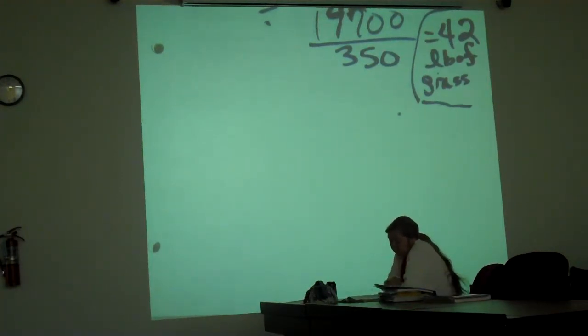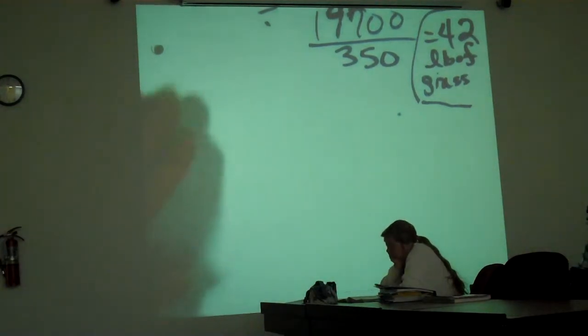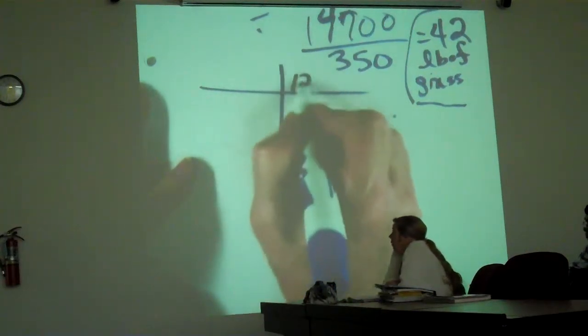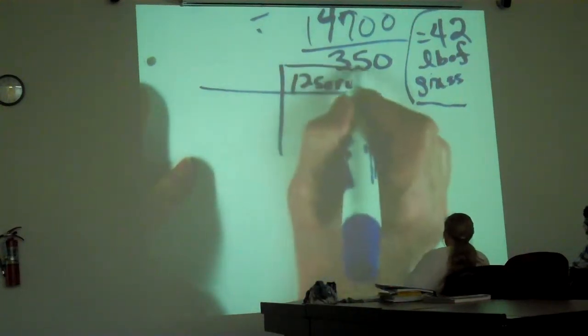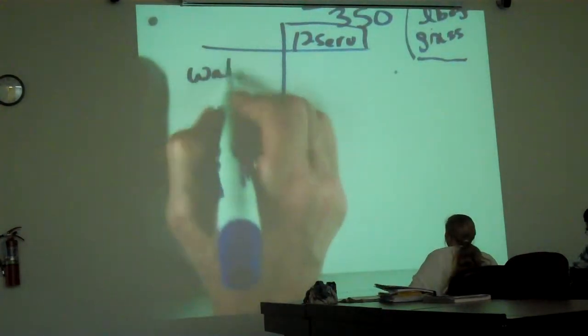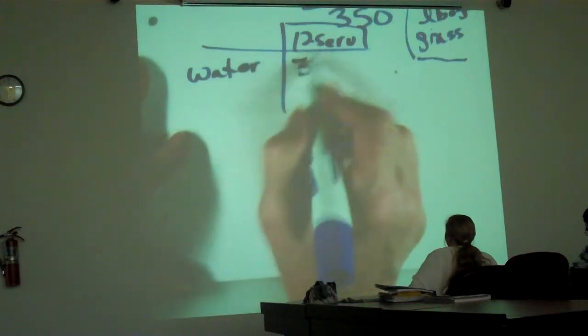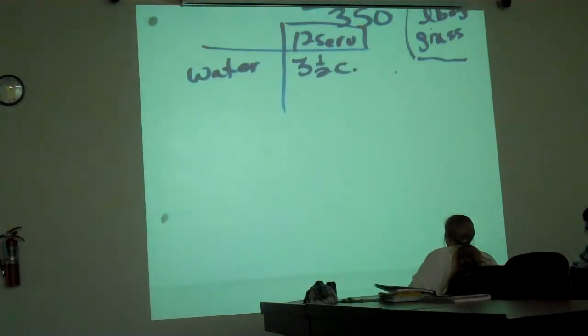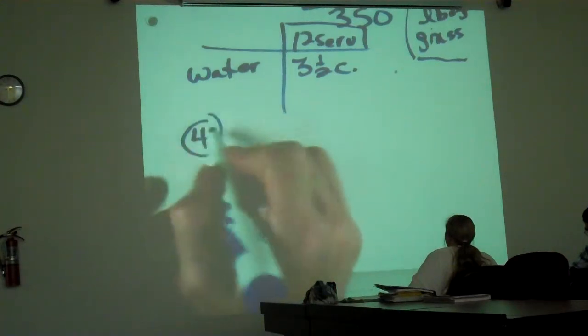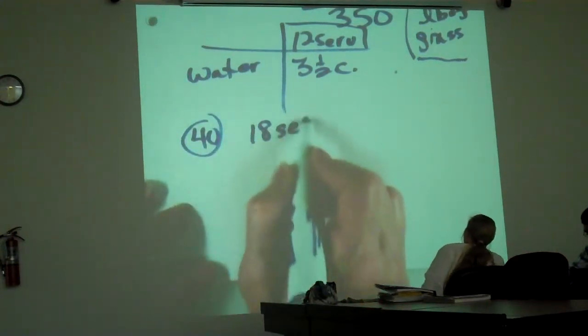Okay. Do you want to do one of the things for 40? You have to find each ingredient. We'll just do one of them. The water, if you look at your recipe, it says for 12 servings. Okay? For 12 servings, we'll just do the water, which is 3 1/2 cups. Number 40, find the amount of each ingredient needed for 18 servings. Number 40, you need 18 servings.